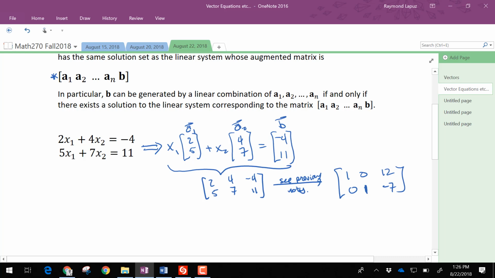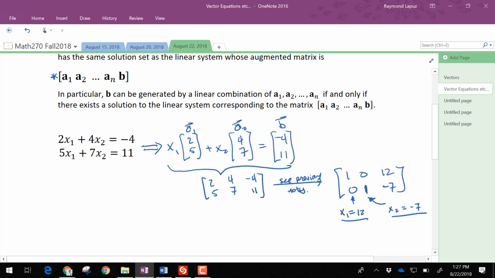So we're able to find a solution that says x1, this is our pivot column in x1, x1 is equal to 12, and our pivot column here in x2 is equal to negative 7. And so we've essentially expressed our b vector, our negative 4, 11, as a linear combination of the other two vectors, 2, 5, and 4, 7.